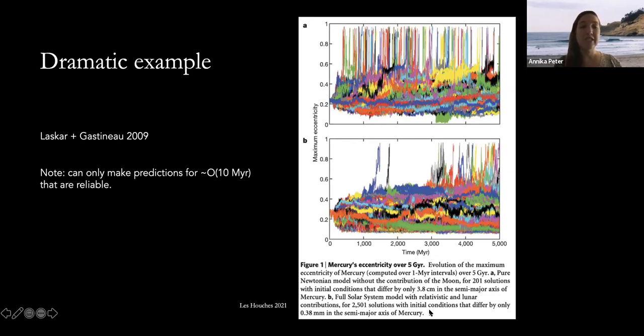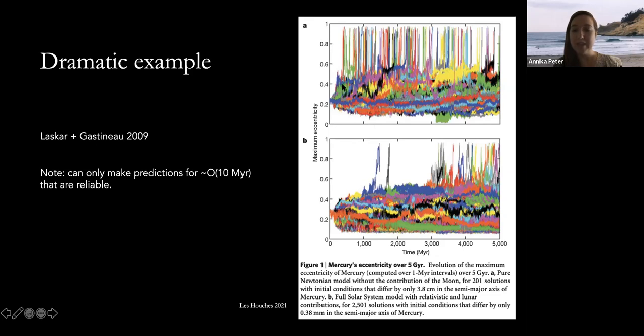There's this famous Nature paper by Laskar and Gastineau, where they take our solar system and evolve it 5 gigayears in time, slightly varying the initial conditions of Mercury, and seeing what happens to the orbital eccentricity of Mercury, the innermost planet in our solar system, with time. Okay, so let's look at what is going on in this picture.